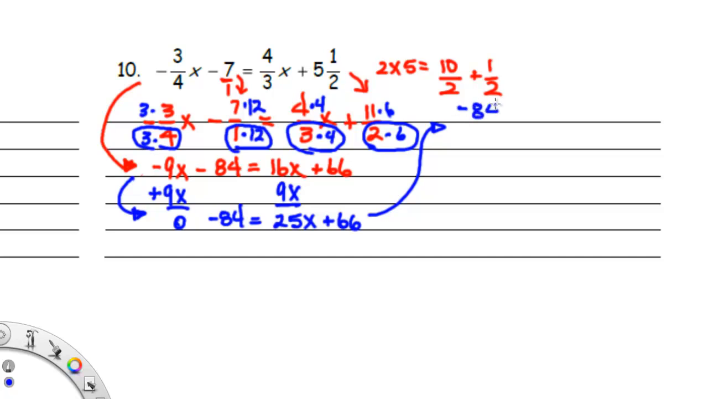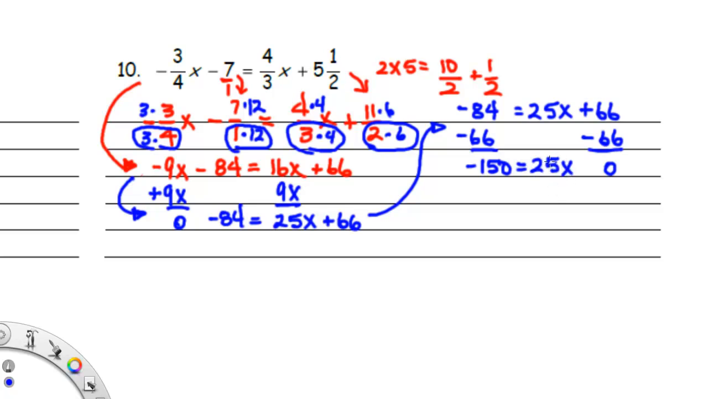Let me rewrite this up here and we'll start our next step. Now the side that has the x term on it is the right hand side. So that means I want to get rid of the 66. Positive 66, to get it to go back to 0, I'm going to subtract 66. And then I have to do it to the other side to keep the equation balanced. So negative 84 minus 66 will give me a negative 150. And then the 25x just comes forward.